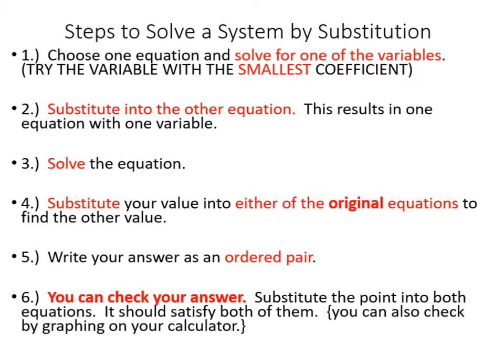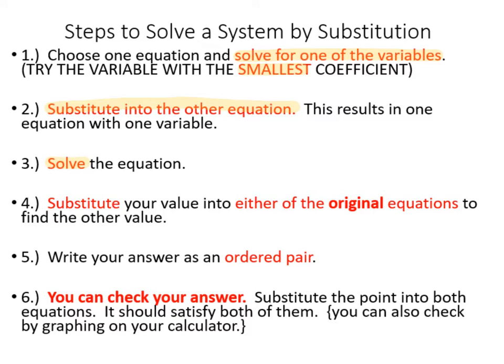In this video, you will continue to learn about solving systems of equations by substitution. First, let's review the steps to solve. Choose one equation and solve for one of the variables. Try the variable with the smallest coefficient first. Then substitute into the other equation. This results in one equation with one variable.